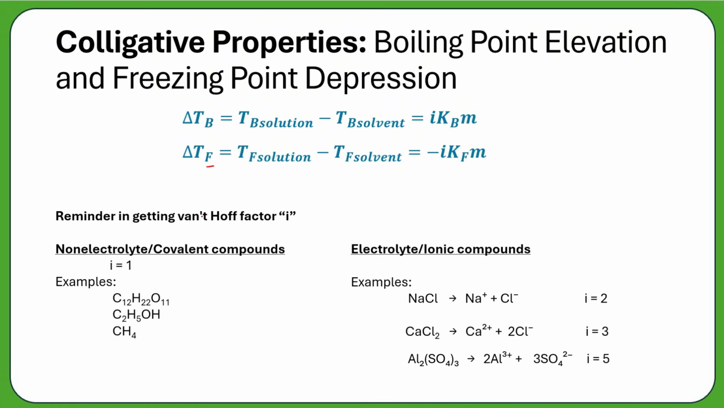And a reminder, in getting the Van't Hoff factor, if it is a non-electrolyte or covalent compound, made of non-metals, then the i is always 1 most of the time, unless we're talking about the special cases, but we will not include that. But for electrolytes or ionic compounds, for example NaCl, because it's a combination of a metal and non-metal, we can break them apart into ions. We have Na and then Cl, 1 Na plus and 1 Cl minus. So we have 2 i's.